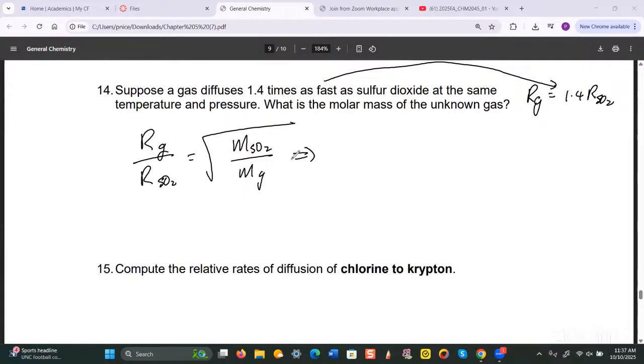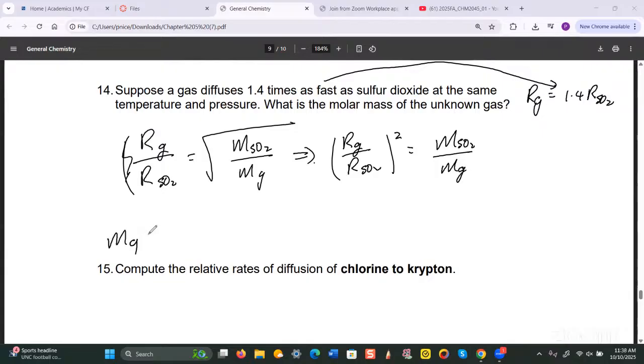So just like we did before, because you have the square root sign here, we have to square both sides to get rid of it. So you're going to get rate of effusion of gas divided by rate of effusion of SO2, squared, would be equal to the molar mass of SO2 divided by the molar mass of the unknown gas, which means that the molar mass of the unknown gas would be equal to the molar mass of SO2 times rate of effusion of SO2 divided by the rate of effusion of the unknown gas, squared. And then we put the numbers in.